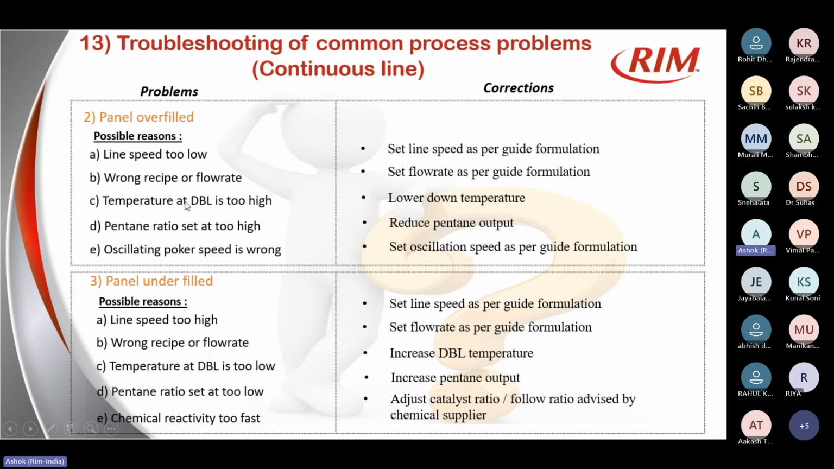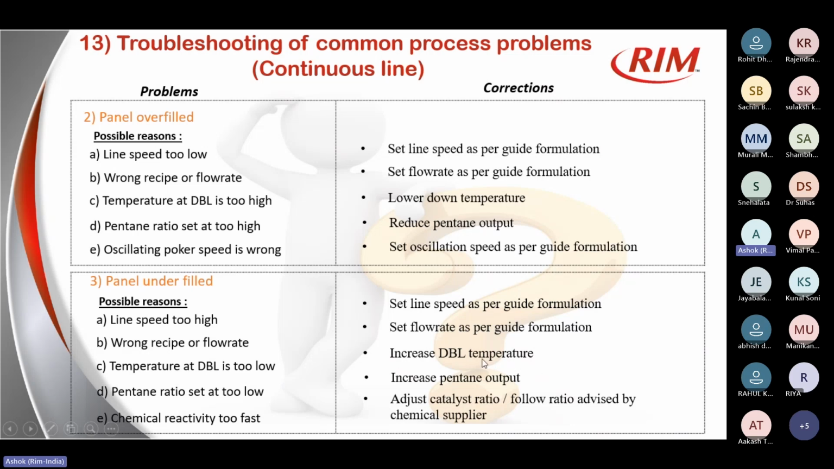Panel underfilled. The possible reasons are line speed too high. This is totally opposite to the panel overfill, except for some of the changes. The wrong flow rates or wrong recipe selected, the temperature at the double belt is too low, the pentane ratio is too high, or chemical reactivity is too fast. So these are the possible reasons.